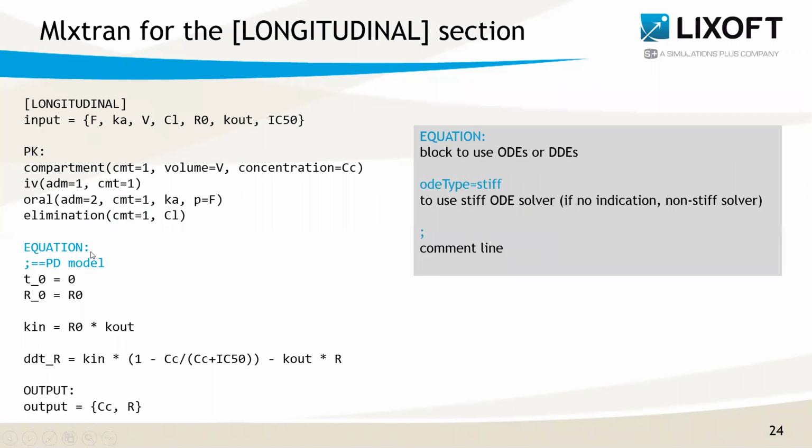Then I have an equation block. In the equation block, I can define ODEs or DDEs, delayed differential equations. We have 2 different types of solvers for ODEs. One is for non-stiff ODEs, and it's the one that will be used by default. If on the opposite, you want to use a solver for stiff ODEs, then you need to add this keyword into your model, ODE types equals stiff. In the model, everywhere I can have comment lines, and comment lines start with a semicolon.